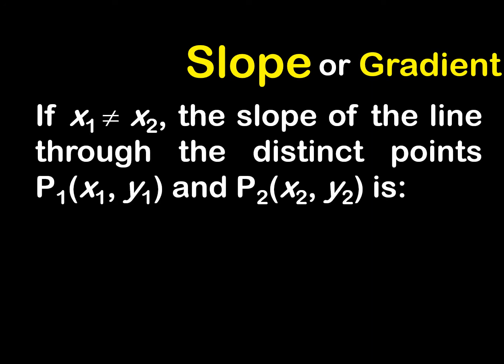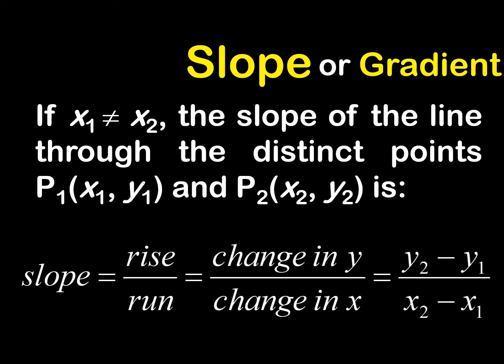So if we have x sub 1 is not equal to x sub 2, the slope of the line through the distinct points, point P1 and then point P2, is equal to rise over the run, or the change in y over the change in x, which is equal to y sub 2 minus y sub 1 over x sub 2 minus x sub 1. So that is the formula for the slope or the gradient.